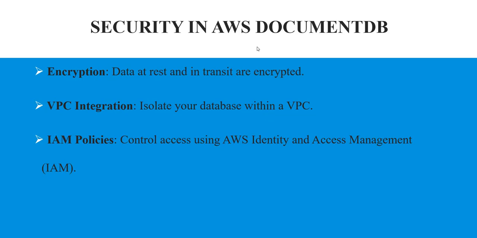The next is security in Amazon DocumentDB. It provides security through encryption, VPC integration, and IAM policy. In encryption, data at rest and in transit are encrypted. In VPC integration, it isolates your database within the VPC. And the IAM policy controls access using AWS Identity and Access Management.